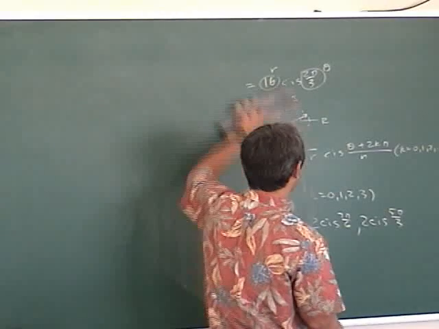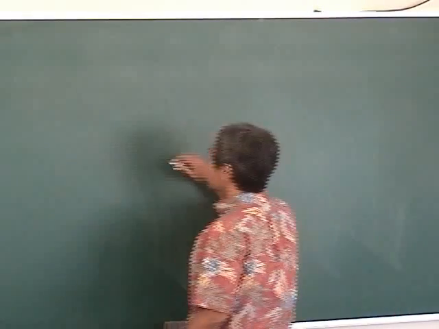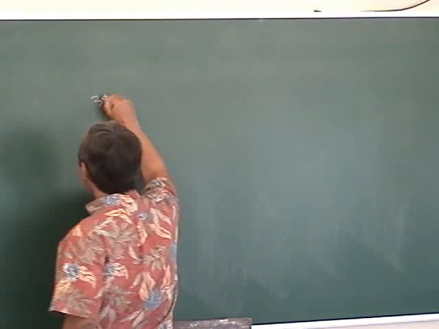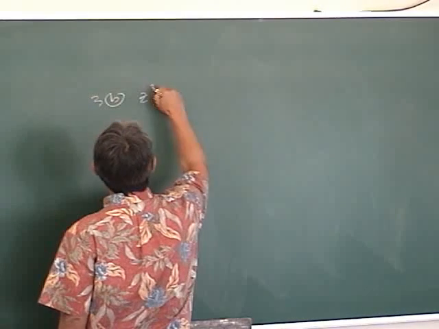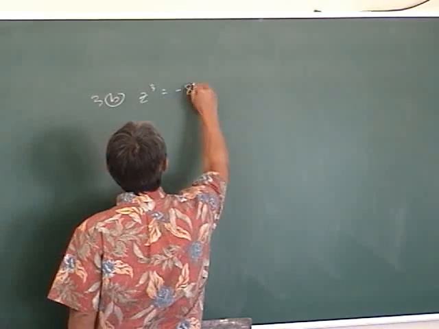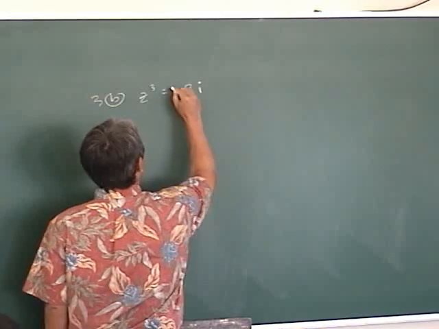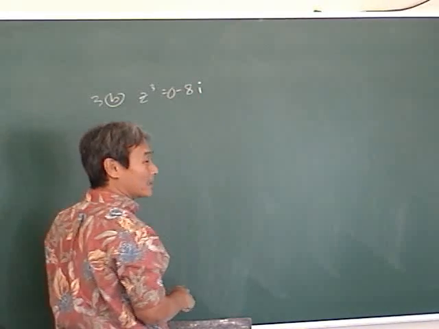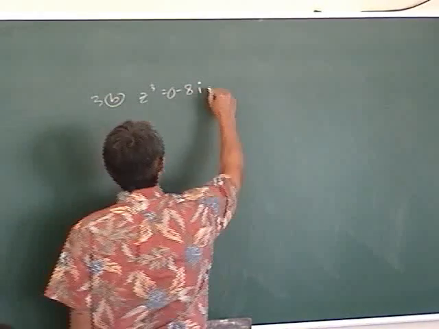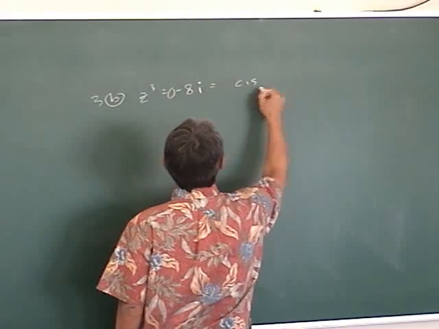Because see, remember I told you, if you know this, you don't even need the formula. Okay, somebody read it to me. 3b. Z cubed equals negative 8i. Now, if I were me, I would put 0 minus 8i, just to help you out. Okay, first step is to change this into polar form.